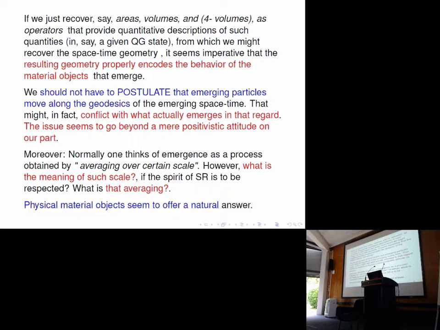it's not clear that the geometry that we would recover would be such that the point-like objects that eventually emerge from that theory would be following the geodesics of that space-time. And we want that to be built into the program to ensure that that's the case.